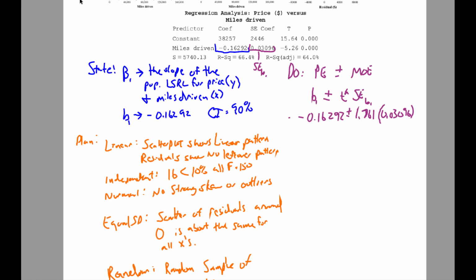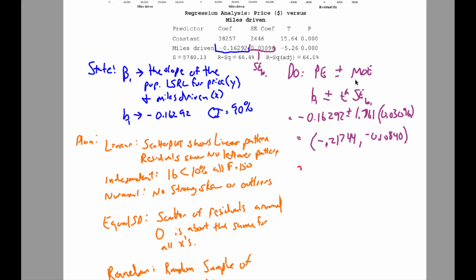Okay. So we do some calculations to get that figured out, and we should come up with plus and minus values of those. We should get a negative 0.21744, which is what I got for the lower end of my interval. And for the upper part of my interval, I got negative 0.10840. Okay. So then we just go on to our conclusion.